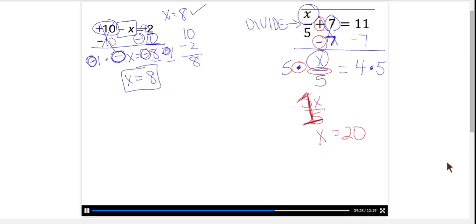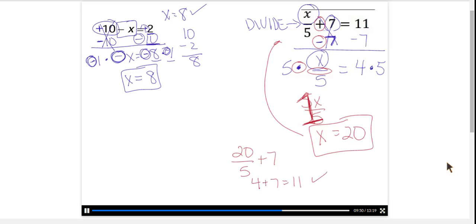And let's think about that. 20 divided by 5, that does give me 4. So that's my answer. So x is equal to 20. I can even go back in and check up in my original equation. 20 divided by 5 plus 7. Well, 20 divided by 5 is 4 plus 7 equals 11. Yep, I got it. Let's look at our next problem.